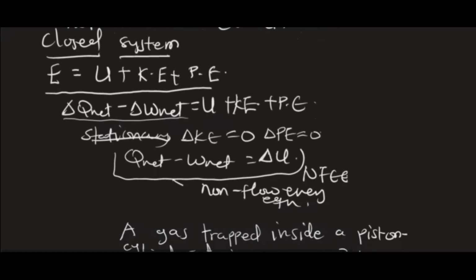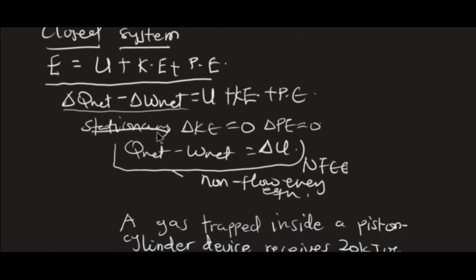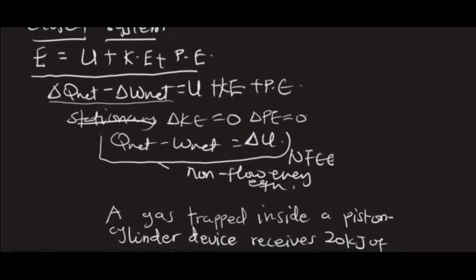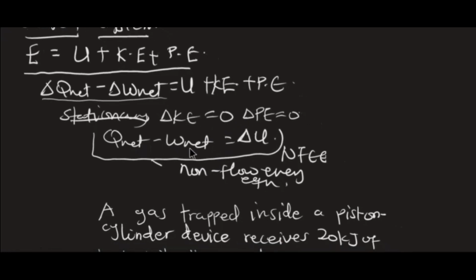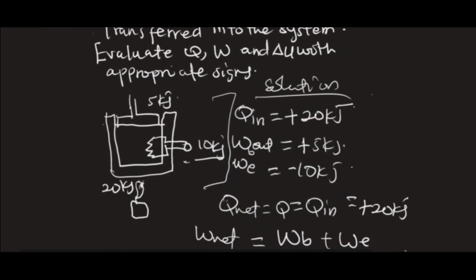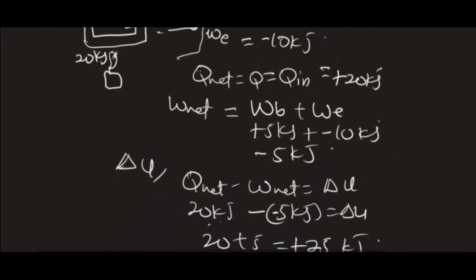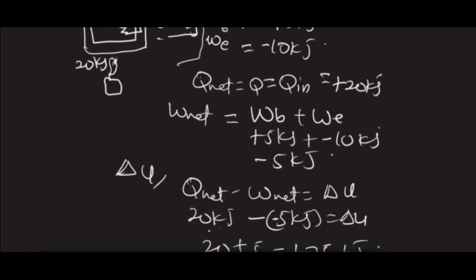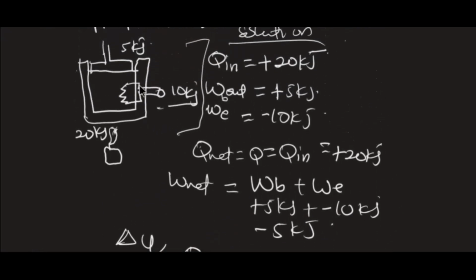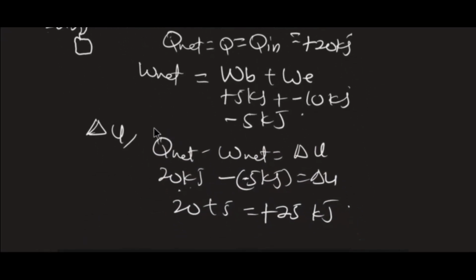Then we considered a stationary closed system where the potential and the kinetic is 0. So we had the non-flow energy equation where the Q net minus W net is equal to delta U. We solved this example here. Now remember, the system that we have here is a stationary system. That is why we use this equation here.